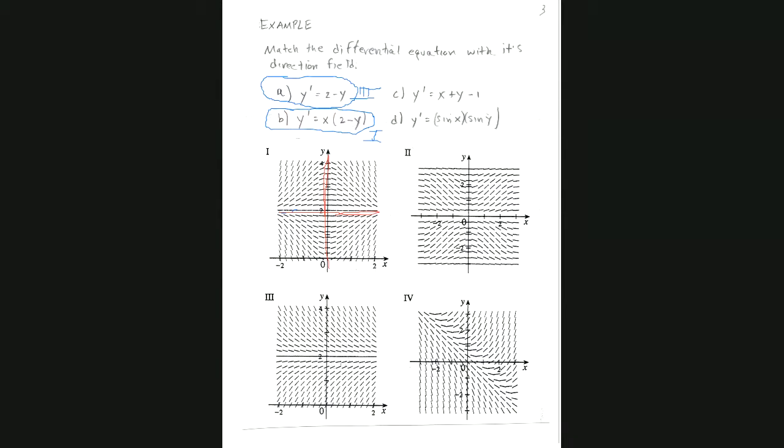So here, y prime will equal 0 when x plus y minus 1 equals 0. Okay? That's when y prime equals 0. Or when y equals 1 minus x. So what I'm saying is, y prime equals 0.